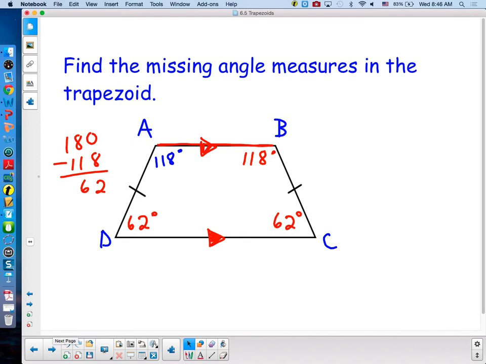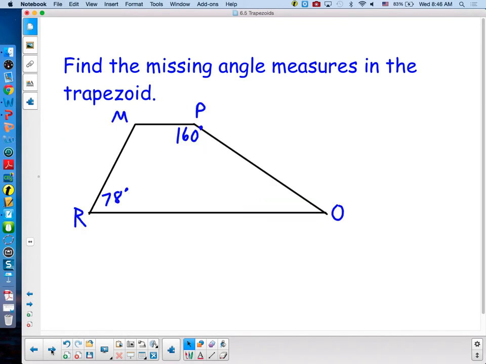Okay, so we started this one using theorem 6.1.2 because it had the segments congruent. Okay, on this trapezoid, find the missing angles.